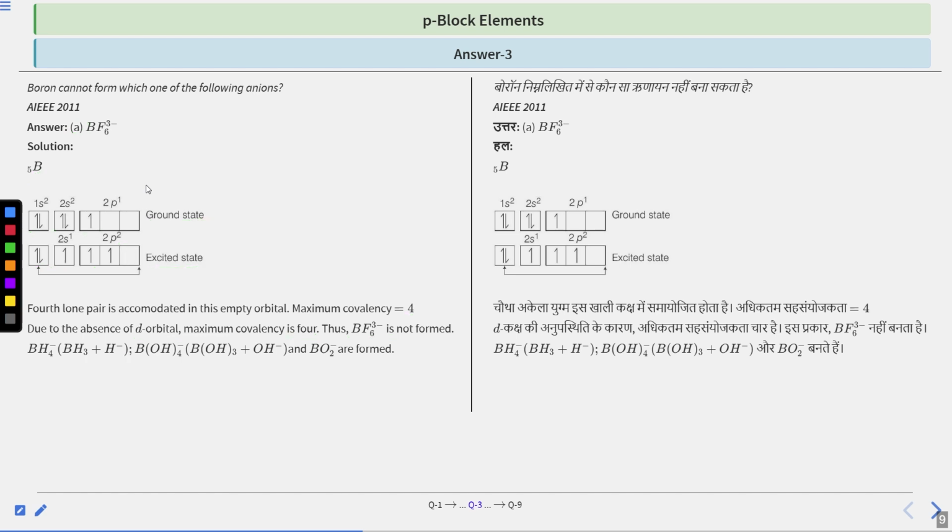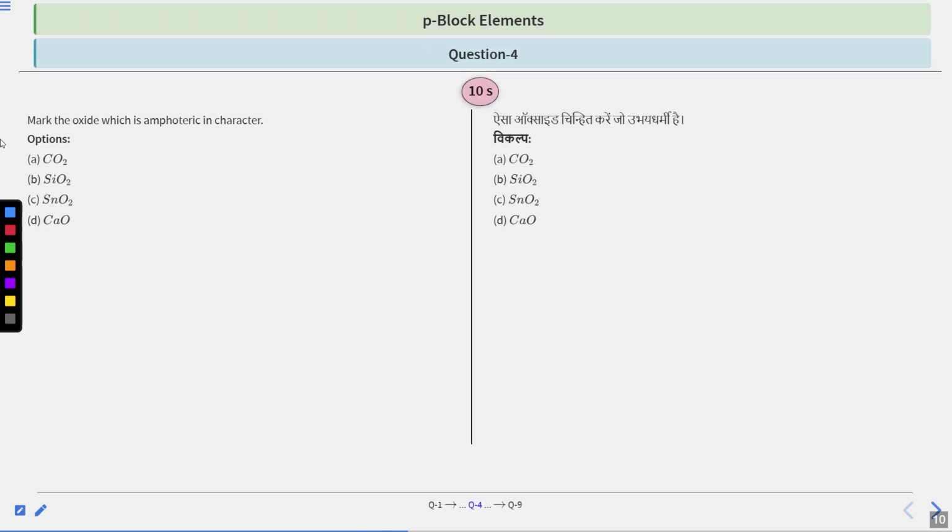Okay. Let's move to the next question. Question number 4. Mark the oxide which is amphoteric in character. So basically, we have to find the oxide from the options which is amphoteric. Amphoteric oxides are the oxides which can behave either as an acid or a base. Okay. Options are CO2, SiO2, SnO2, or CO. You have 10 seconds to solve this question. After that, we will see the correct answer.